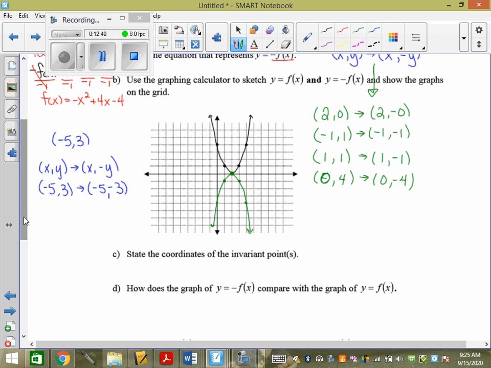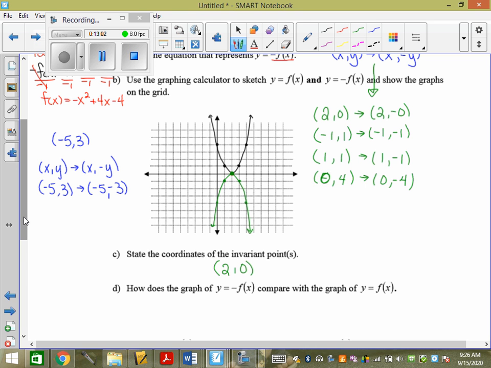What's my invariant point? What's the one that stayed the same? (2, 0). And it legitimately stayed the same. It wasn't like another point got laid on top of it. It's still there. It just did not change. Why did it not change? Because it was on the reflection.